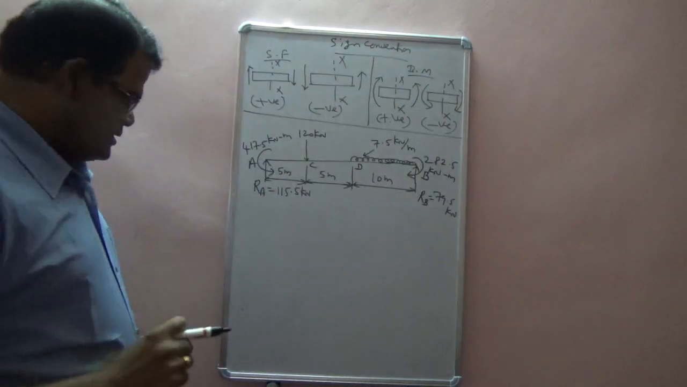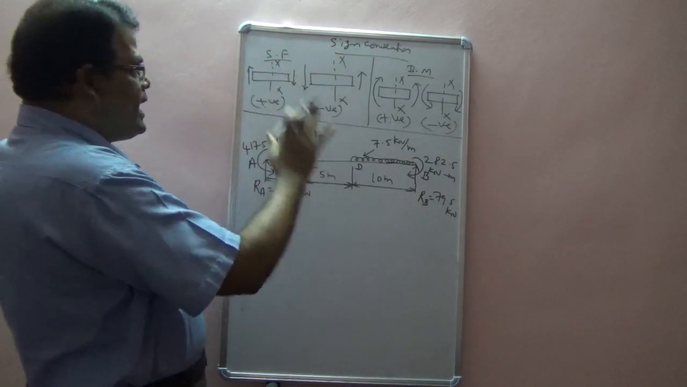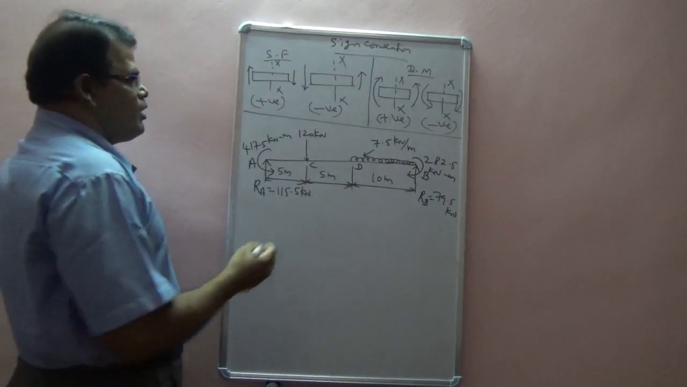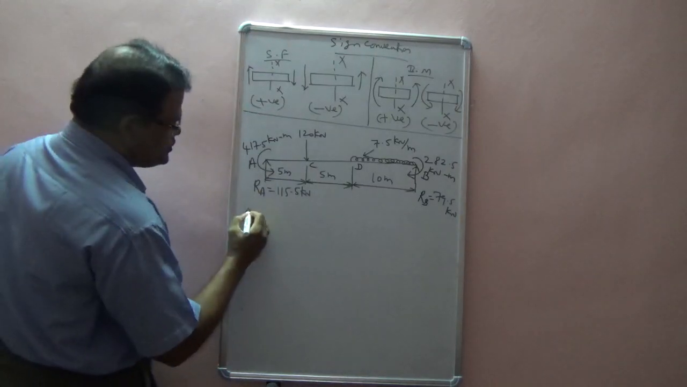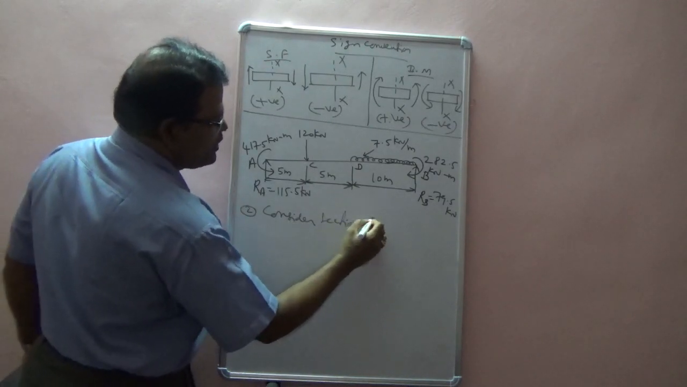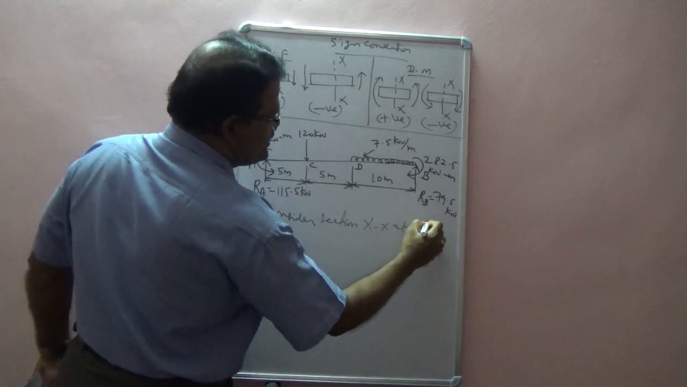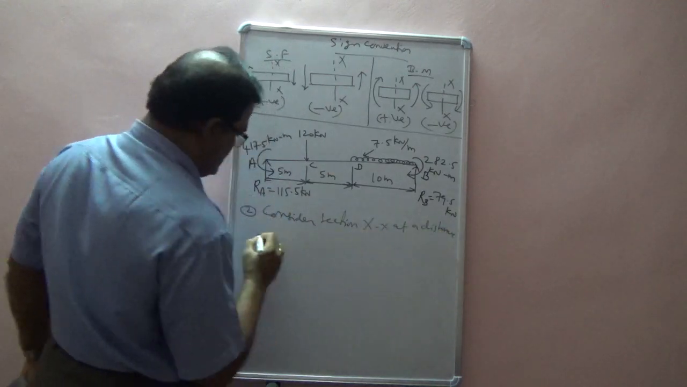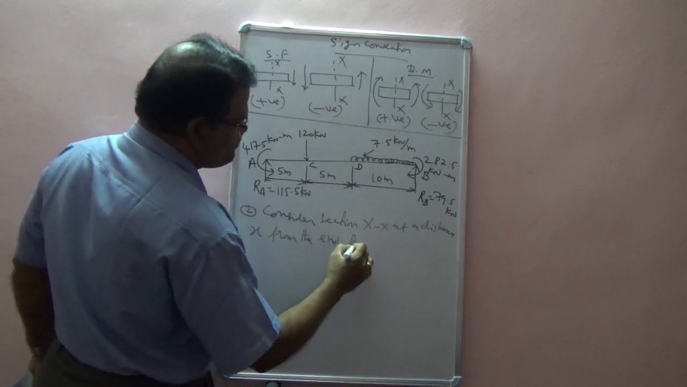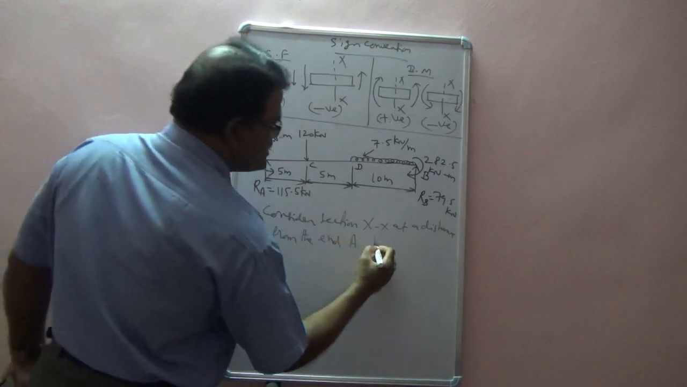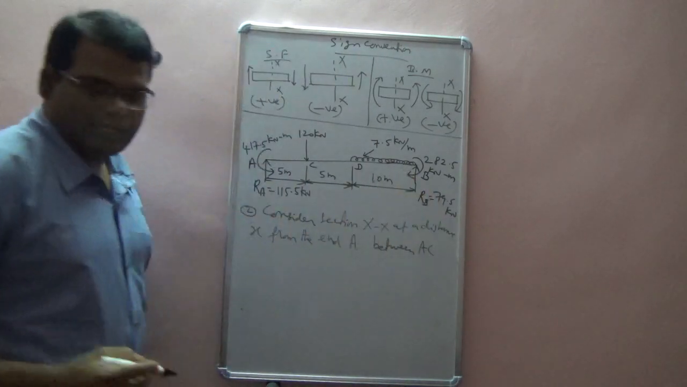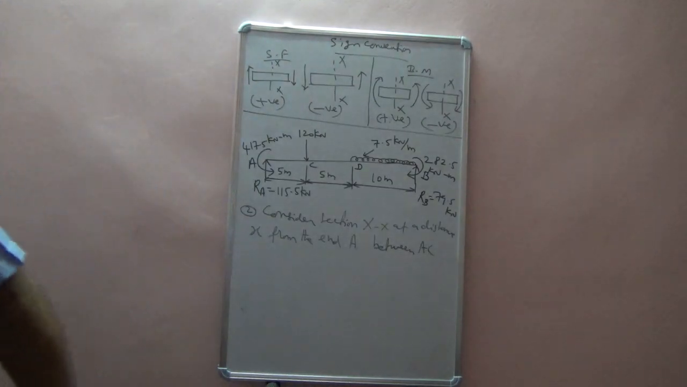So this is the second step. Immediately you draw the diagram and write everything so that you won't make any mistake here. Now consider section XX at a distance x from the end A, that is between A and C. So between AC I consider the section.